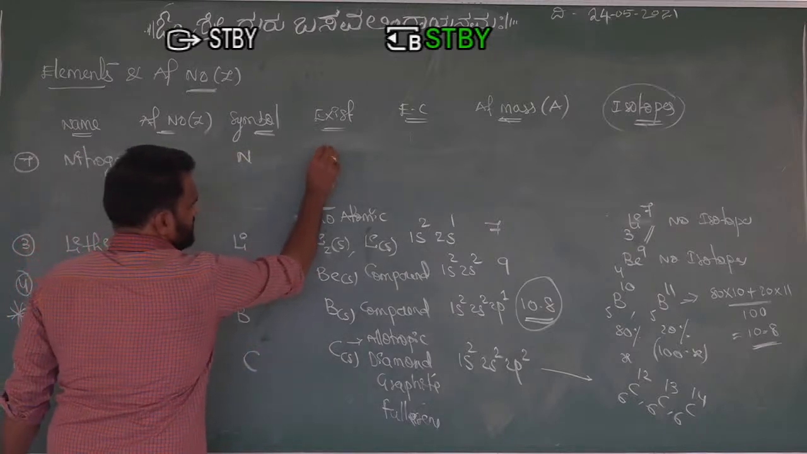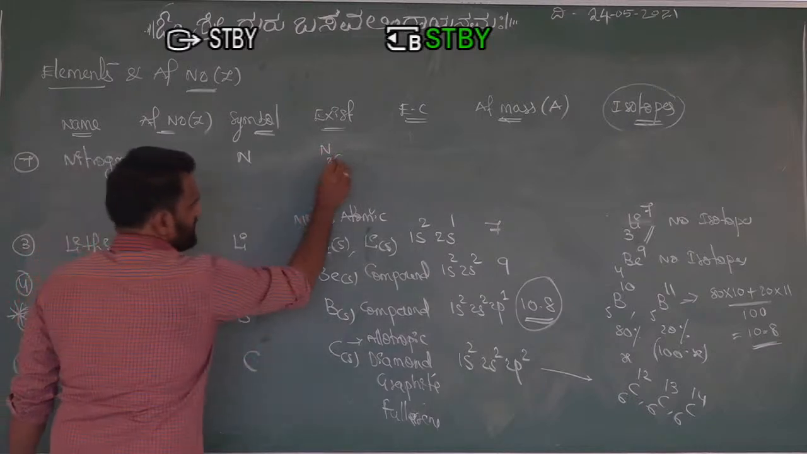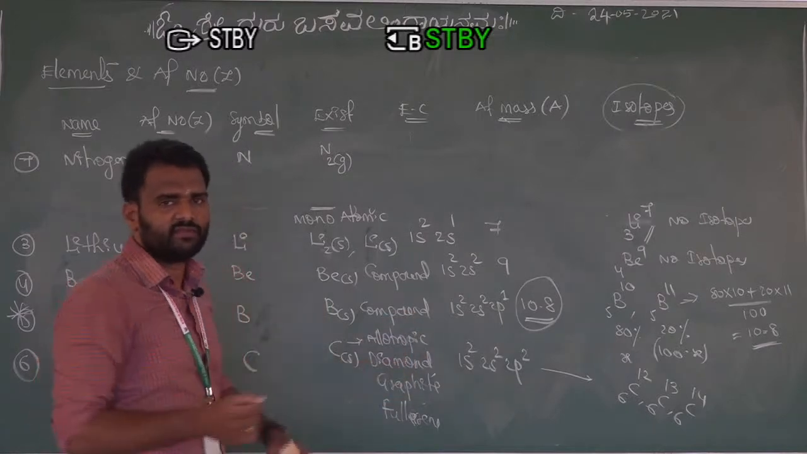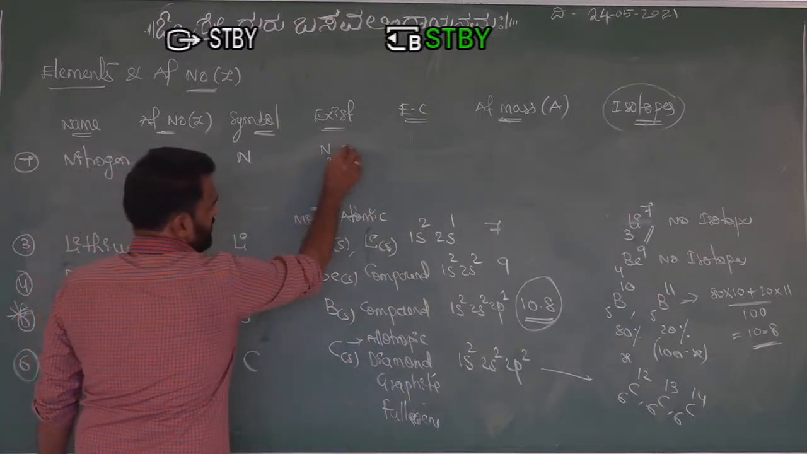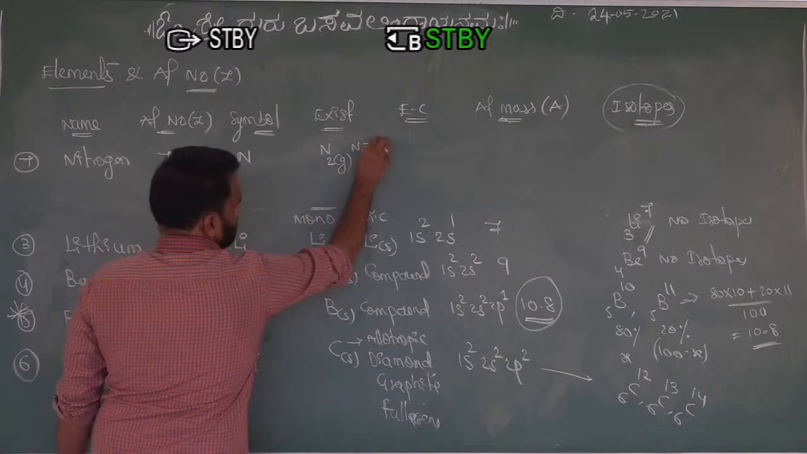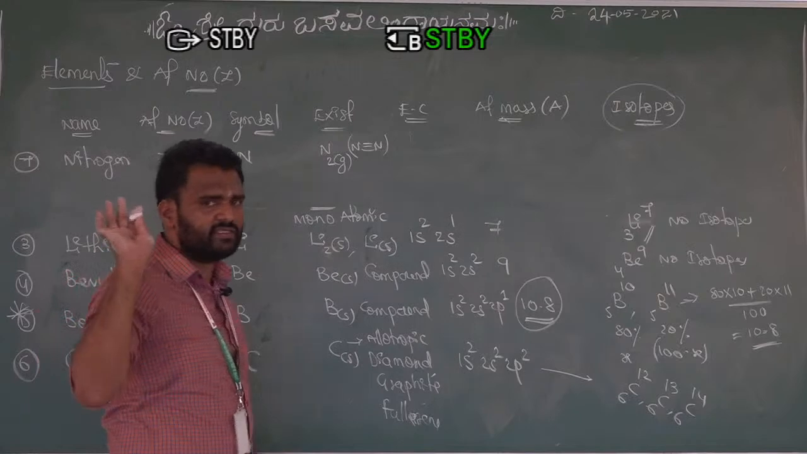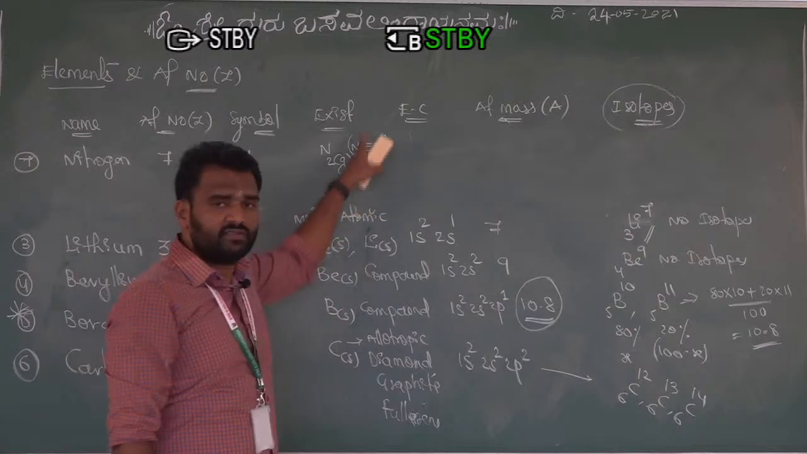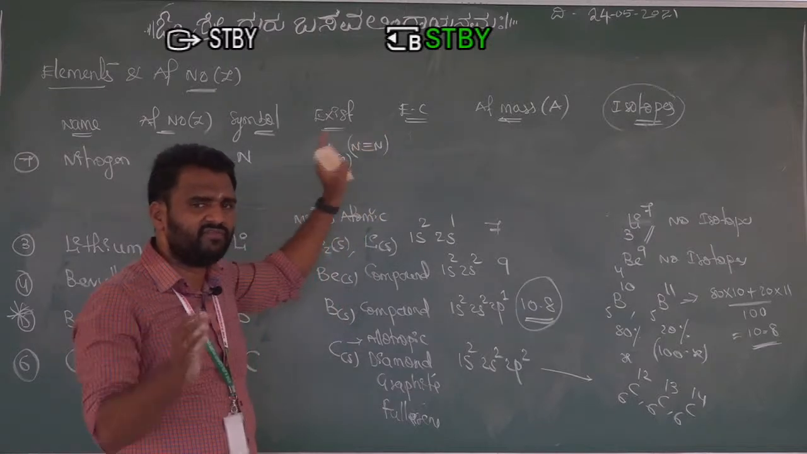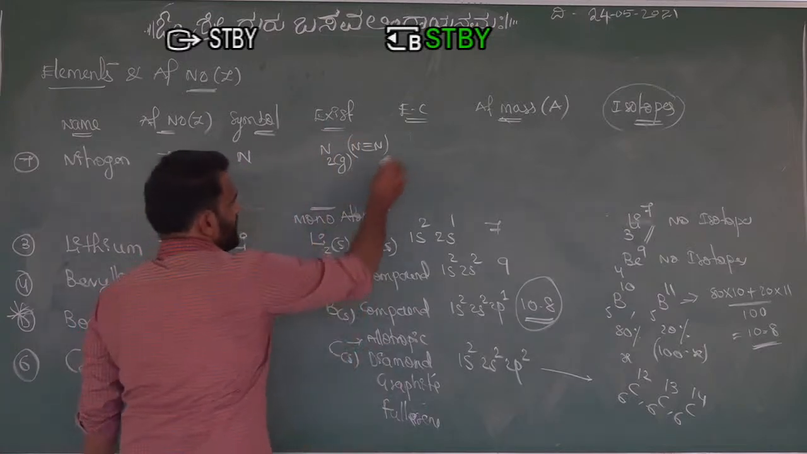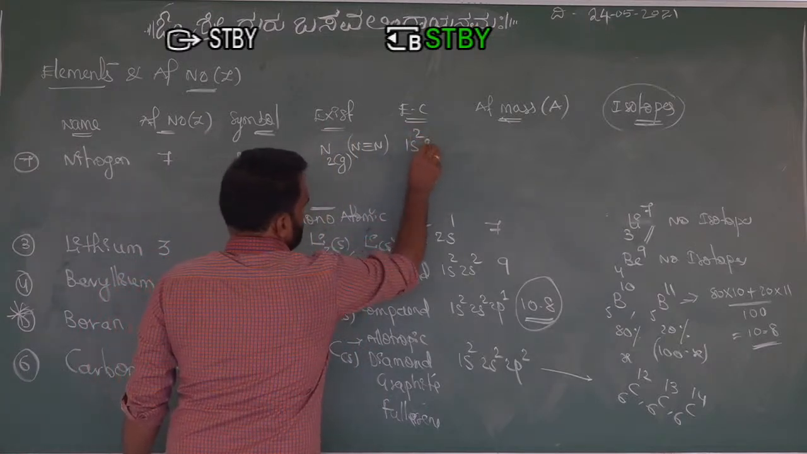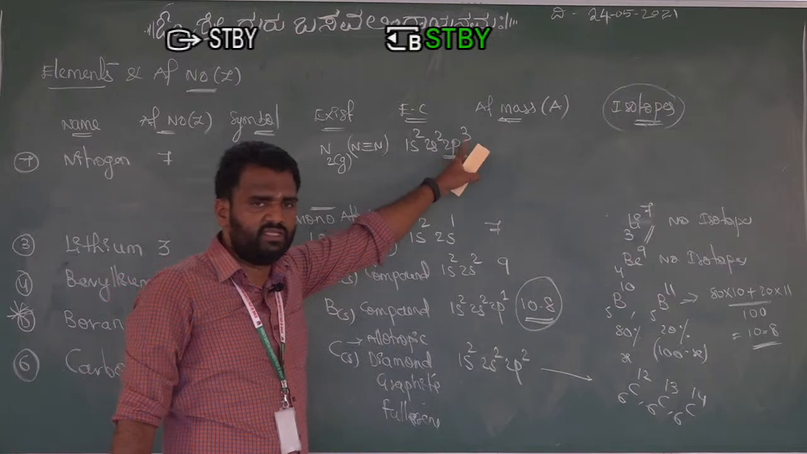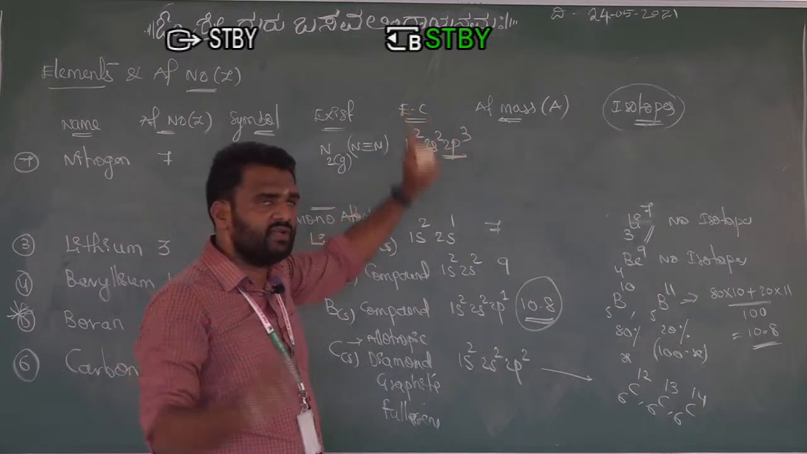In nature, it exists in the form of N2, a gaseous state. N2 is a highly inert gas. Why? There are three bonds between nitrogen and nitrogen. It is not actually an inert gas, but it behaves like one, because the three bonds between the nitrogen atoms are very difficult to break. That's why it is inert. The electronic configuration is 1s2, 2s2, 2p3. Here in nitrogen there will be a half-filled configuration. Please notice that due to the half-filled configuration, stability will be more.